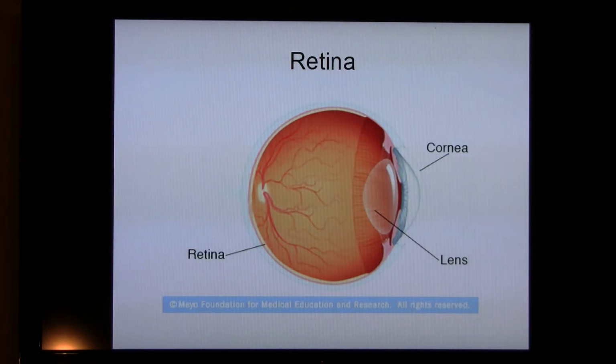It has photoreceptors that contain rods and cones. Cones give detailed vision and color, and rods provide night vision and global movement.